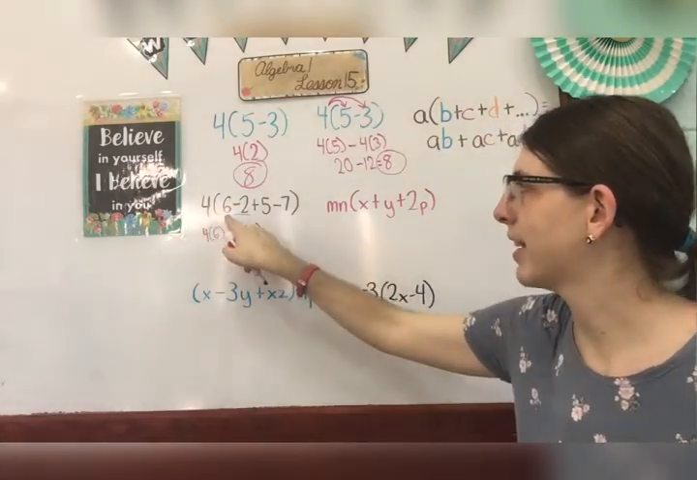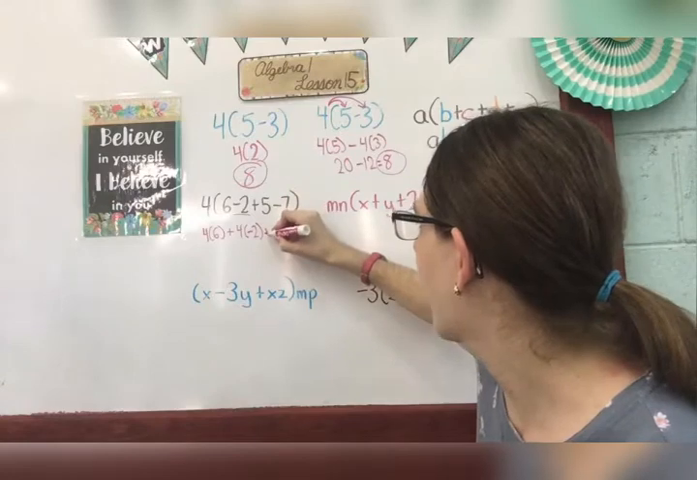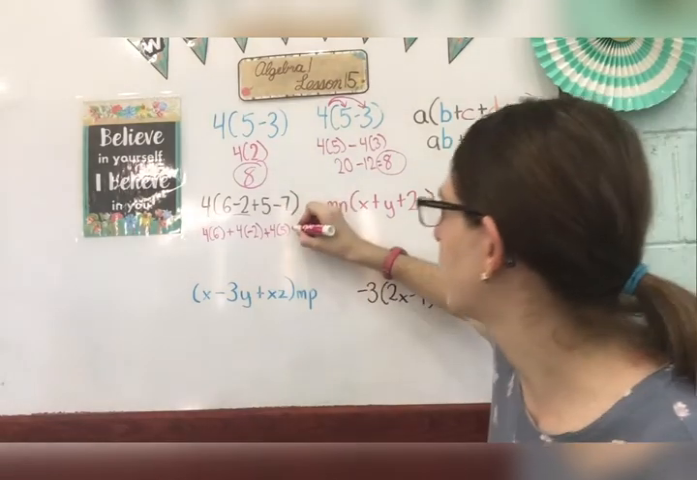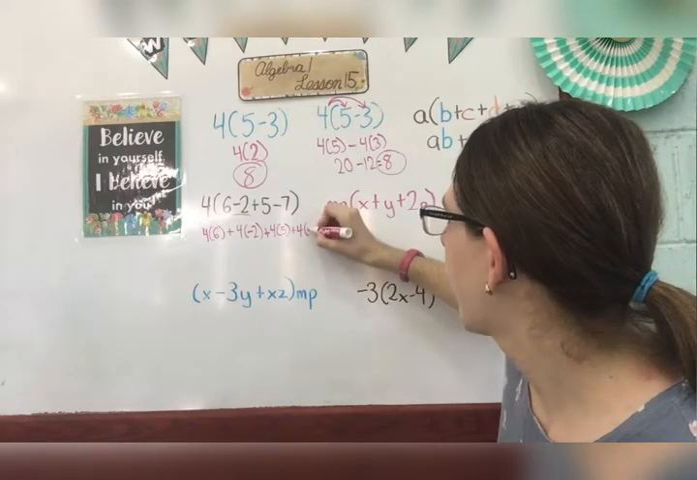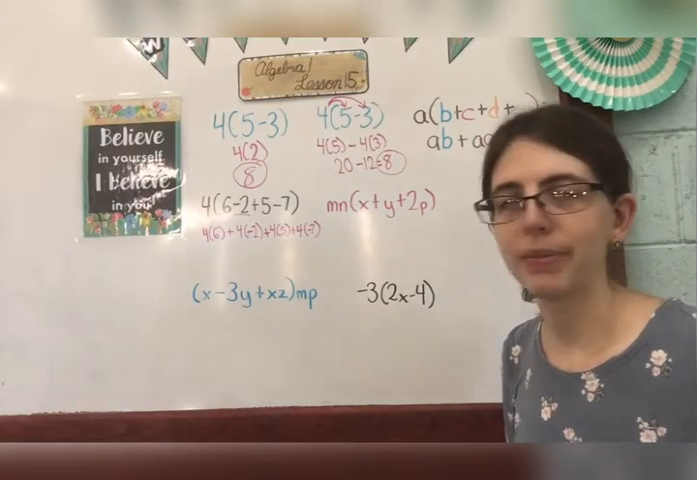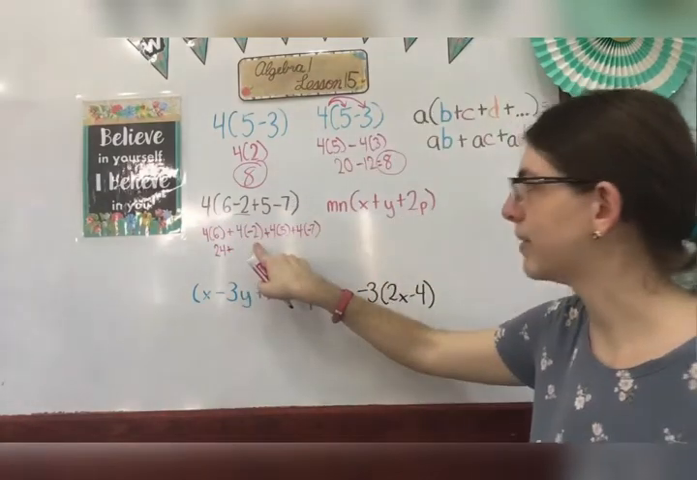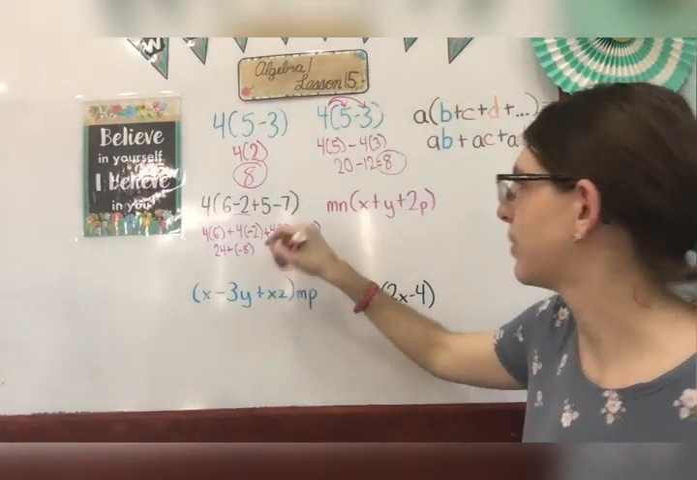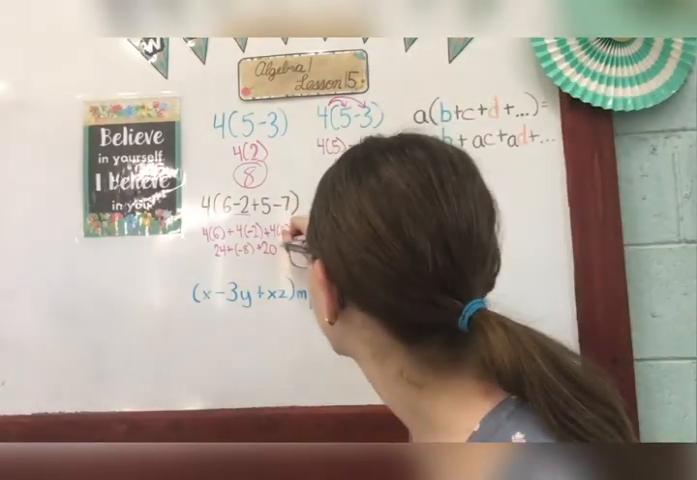So it's 4 times 6 plus 4 times negative 2. Plus, that's a positive 5. So 4 times 5. Now this is a negative 7, so we'll do plus 4 times a negative 7. Okay, now I multiply each one of these terms. 4 times 6 is 24. Plus 4 times negative 2 is a negative 8. Plus 4 times 5 is 20. Plus 4 times negative 7 is negative 28.